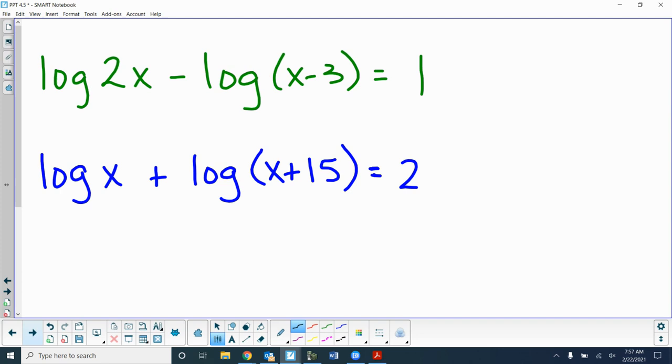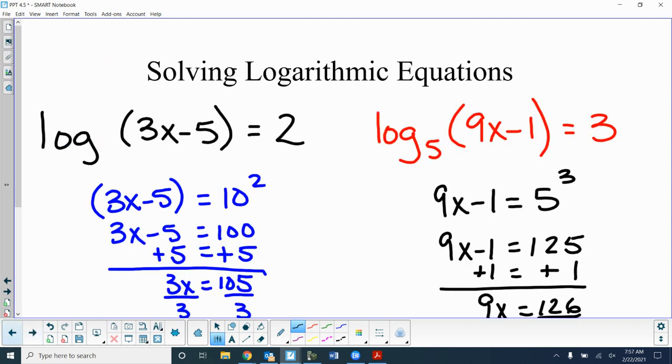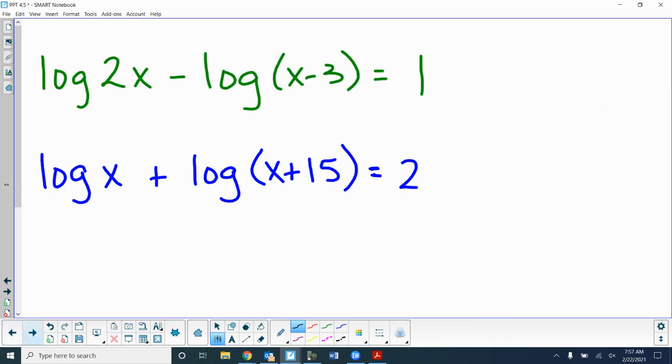All right, what about if you have multiple logs? What did we learn? We want it to be a single log to do what we've been doing here on these two. These are single logs. So what do I do to these two to make them single logs? How do we condense them? When it's subtraction, what are we supposed to do? Divide. When it's addition, what are we supposed to do? Multiply, right? Okay?